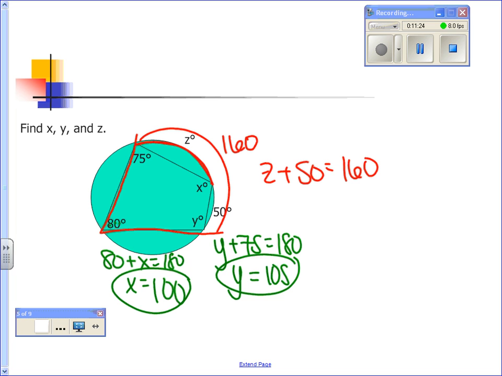You'll see how that works? So what would z have to be?